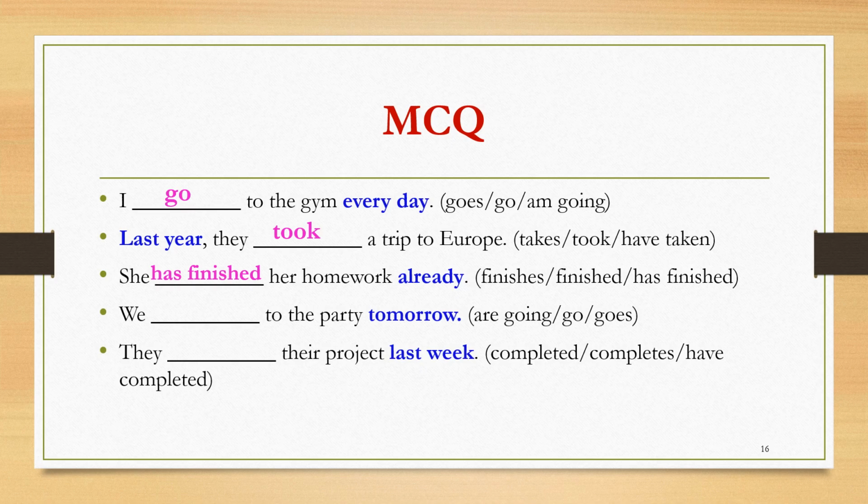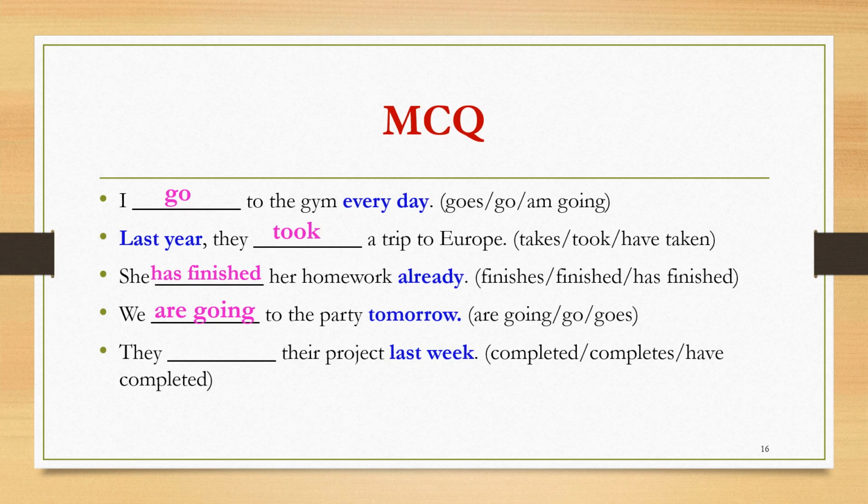We something to the party tomorrow. Tomorrow is a time. It's a time expression that indicates the future. We choose smartly from the choices they are giving us: are going, go, or goes. The only one that expresses the future is are going. We are going to the party tomorrow.